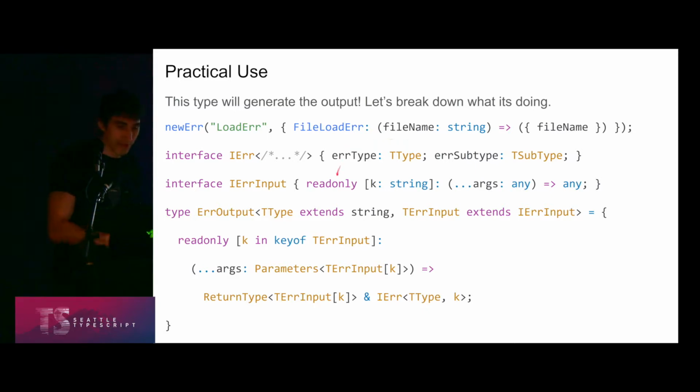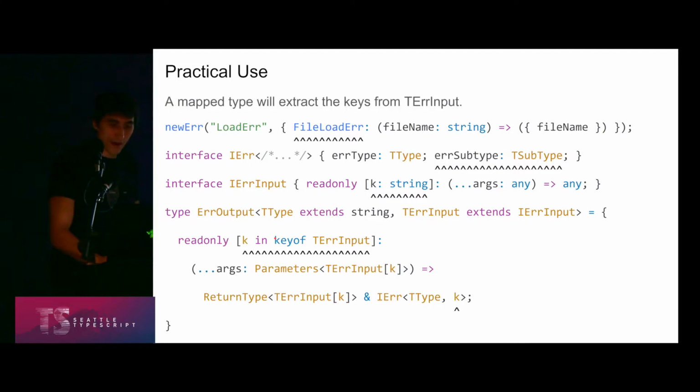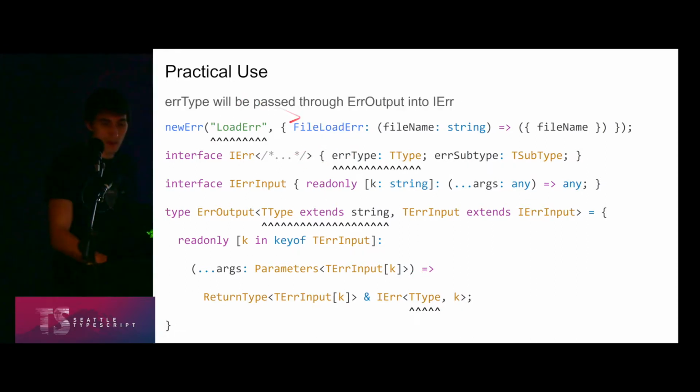So I'm going to break down what this is doing. We're going to take our keys in the object, so these are the subtypes, and we are going to pass them in as the second parameter of IError. That's how this string is going to flow through the system. Then we're going to take the main type, and we're going to just pass that in as a type parameter. So that's how this guy's flowing through the system.